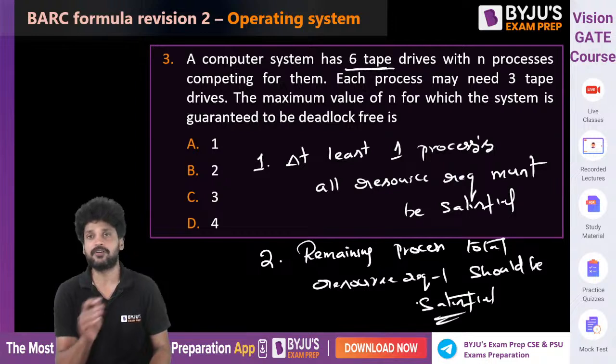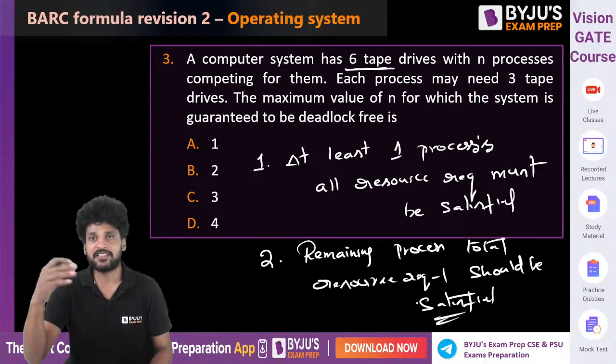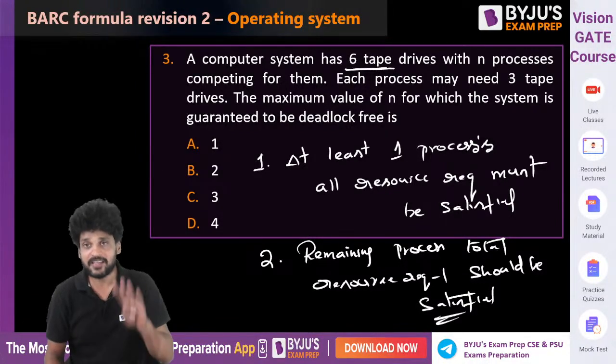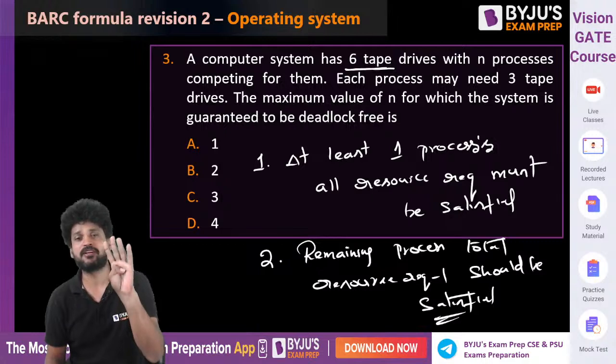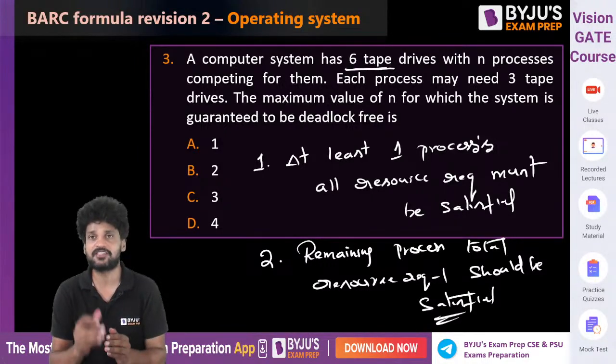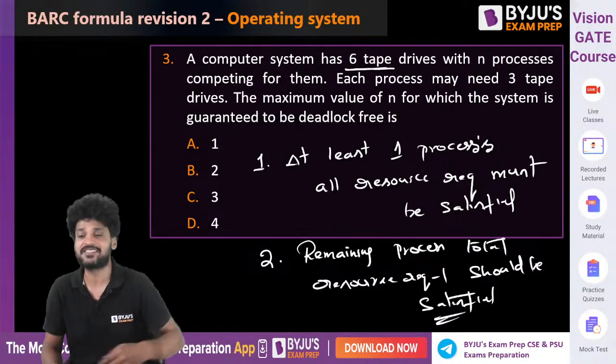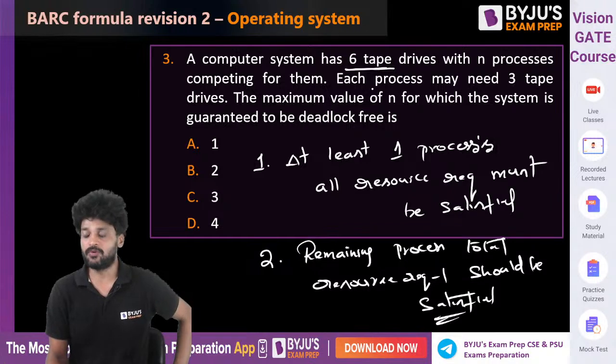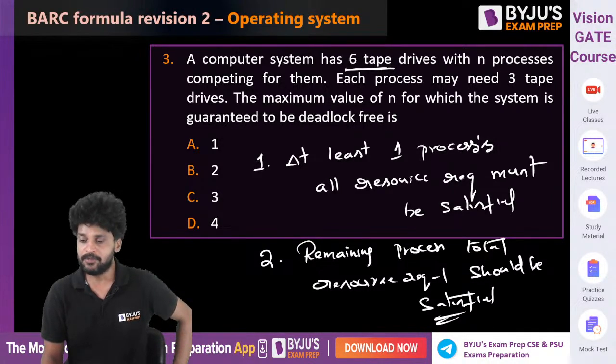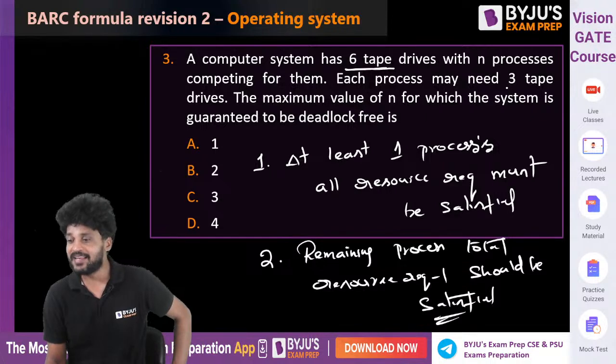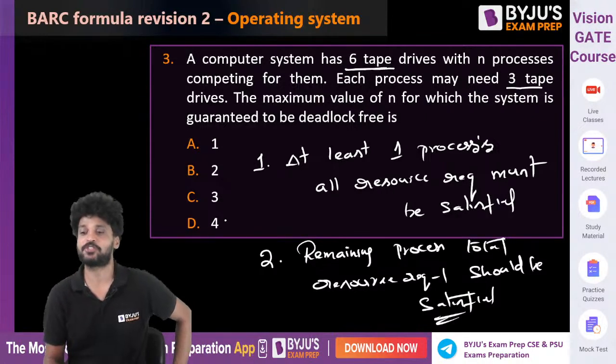So for each other process, if they are asking for 5 resources, for each process we should be able to give 4 resources. So the system needs to have a sufficient number of resources to satisfy these criteria. So what is the total number here? A computer system has 6 tape drives with n processes competing for them. Each process may require 3 tape drives. What is the maximum value of n for which the system is guaranteed to be deadlock free?